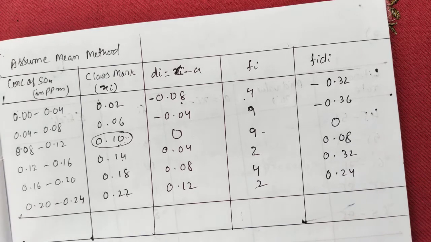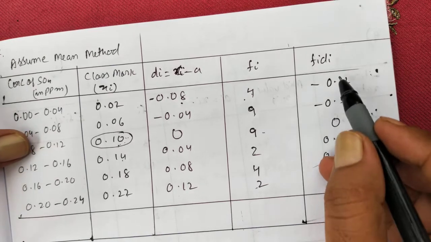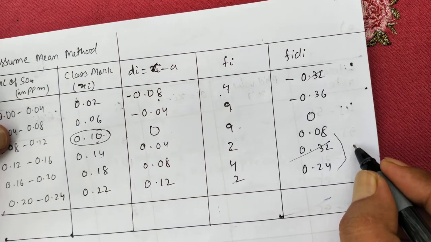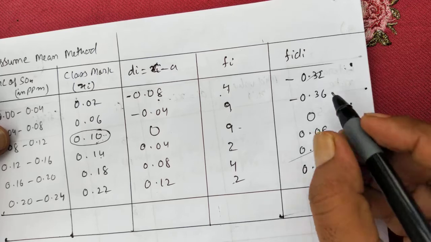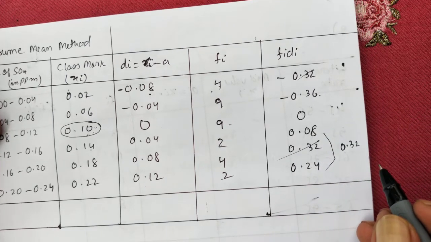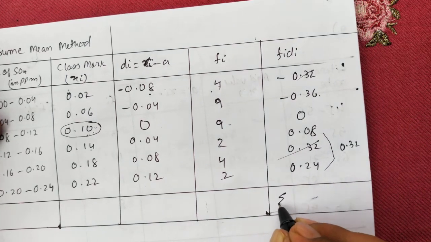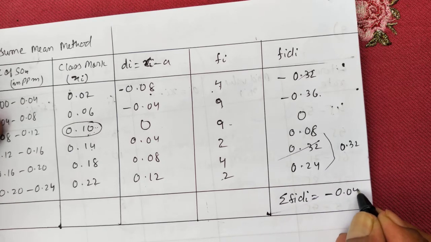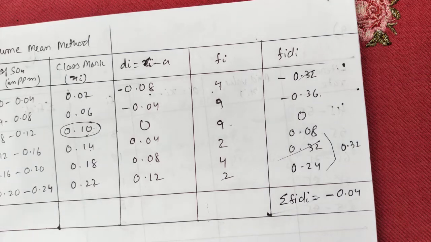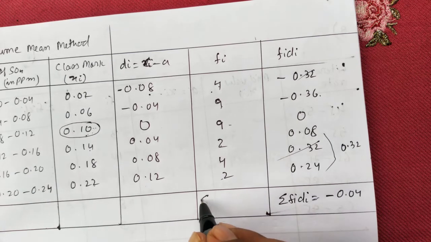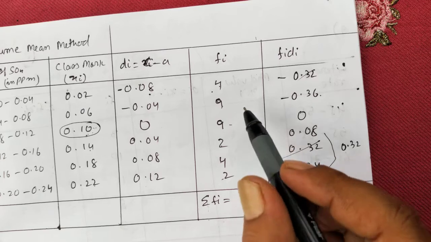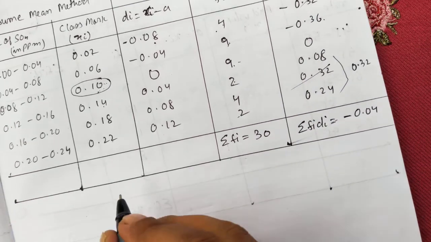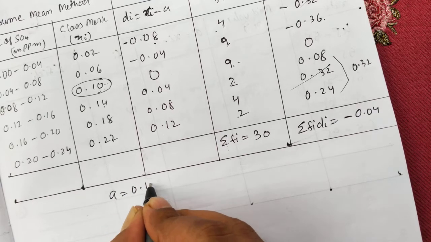So these two, positive and negative, are cancelled. We just have to solve. These two together will be 0.32 and this is 36. So summation fidi will be minus 0.04. And summation fi, if you find the total, 9, 9, 18, 20, 30, we're getting. So here A is 0.10.